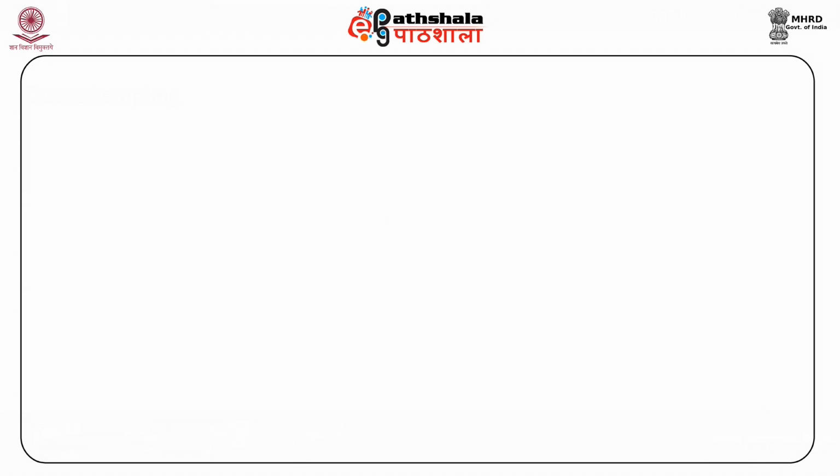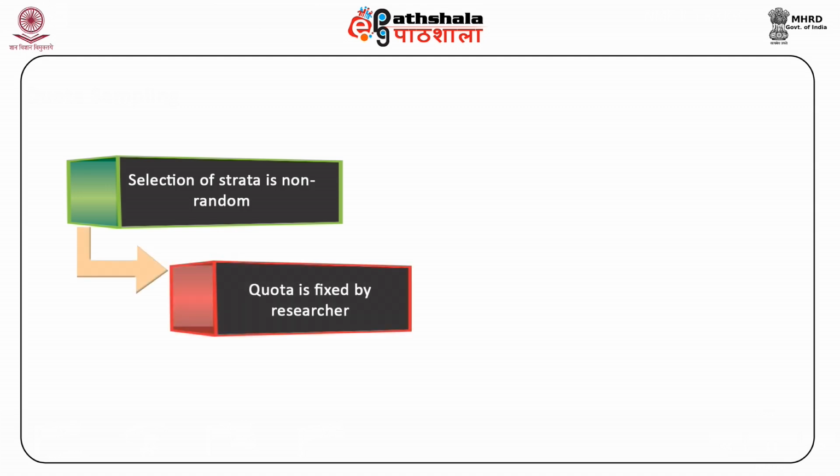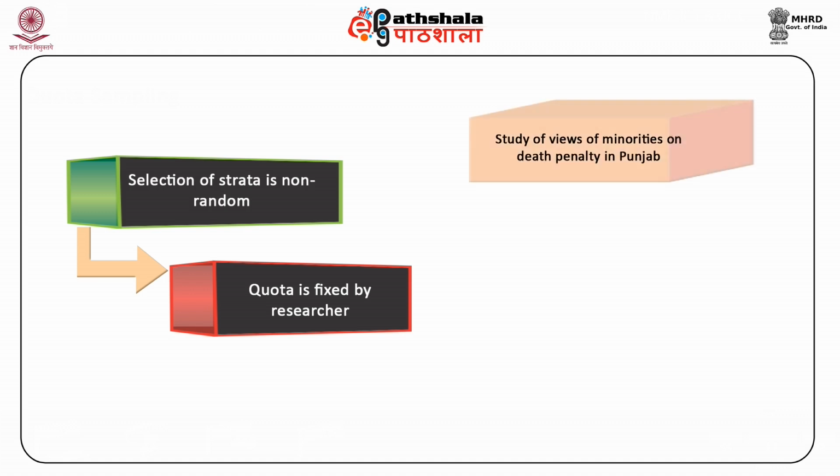It is similar to stratified sampling, with the difference being that the selection from a particular stratum is non-random. The quota of a particular stratum is fixed by the researcher, independent of the proportions of that stratum in the population. For example, in a study of views of minorities on the death penalty for the state of Punjab, a random sample of people will for sure miss the Muslims, since there are not many Muslims in that state.